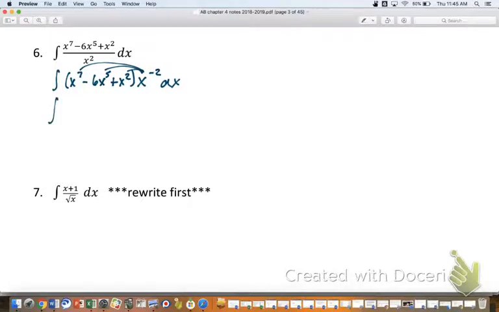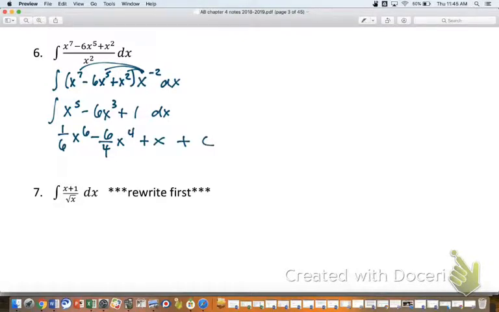Okay, so then it ends up being the antiderivative of x to the 5th minus 6x to the 3rd plus 1 dx. And now I basically just have a sum and difference. I can go term by term, right? So I just use my power rule several times. I'd say the antiderivative of x to the 5th is 1/6 x to the 6th minus 6/4 x to the 4th plus x, 1x, right, plus C.